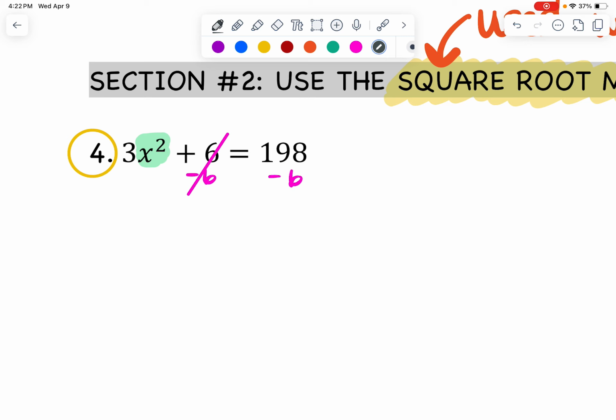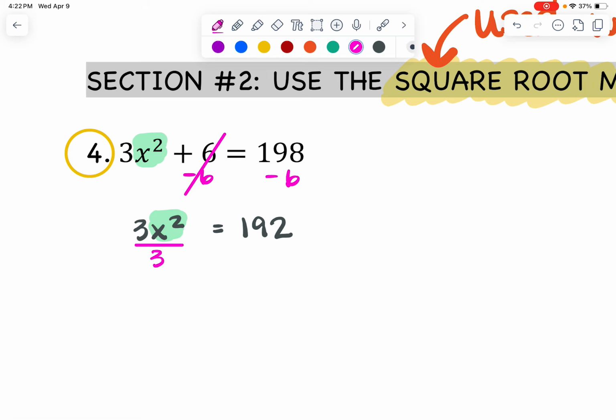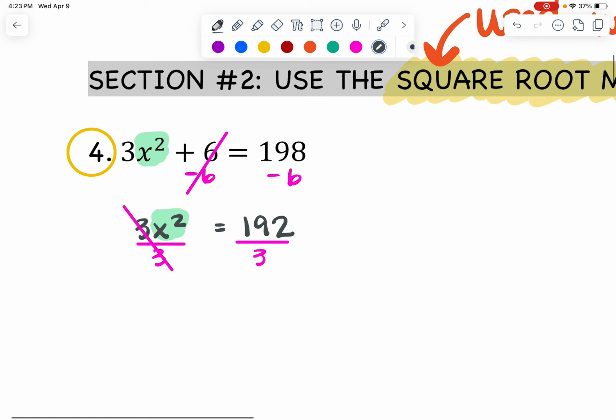Right, and then I'm going to bring down, I've got 3x squared equals, and that's going to give me 192, right? And again, here's my x squared still. I haven't gotten it isolated yet. I have to divide by the 3. Oops, sorry, let me not write in highlighter. There we go. I'm going to divide by 3 on both sides to get the 3 to cancel. And then now I have x squared equals, what's that going to give us? 64.